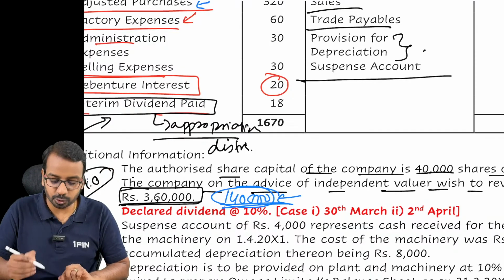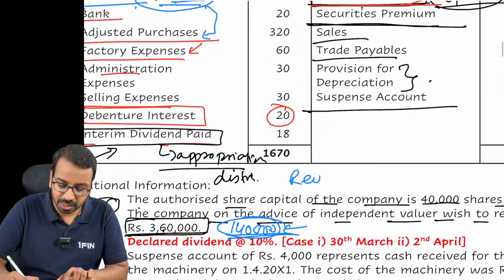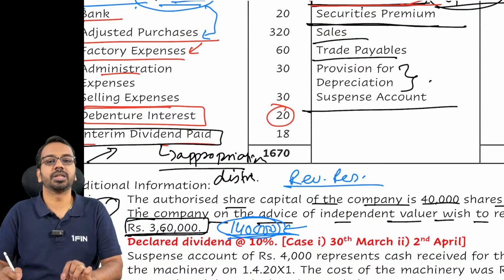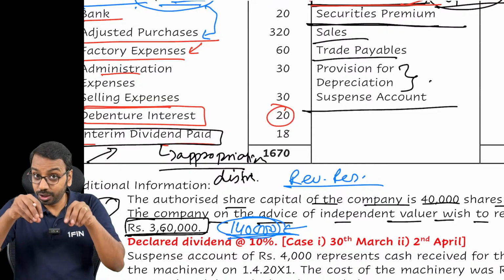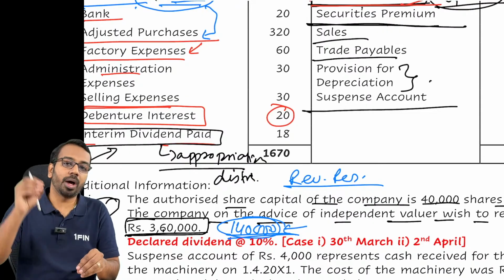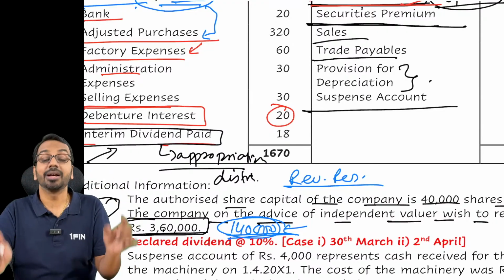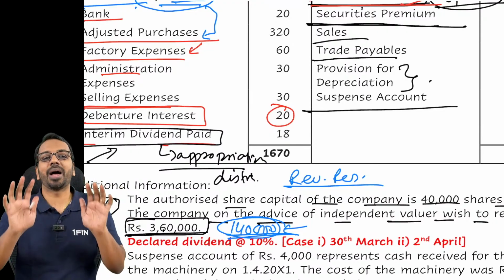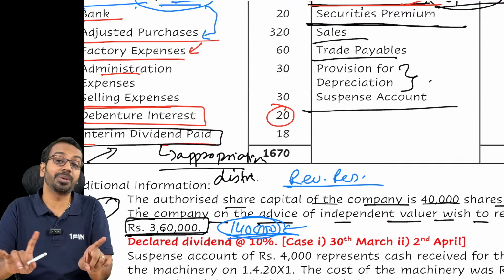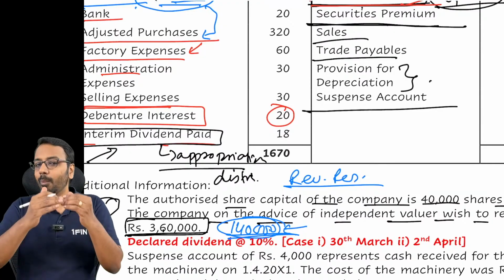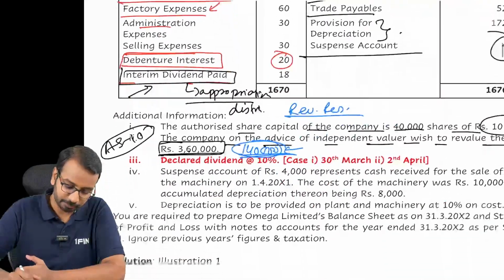So, sir, then where will we show this? This will be shown under reserves and surplus as revaluation reserve. So, in this adjustment, you can see one impact is on the asset side, another impact is on the reserve side. Both impacts are on the balance sheet only. It is not compulsory that one has to be in the P&L and one in the balance sheet. Here, both the impacts are a part of the balance sheet.